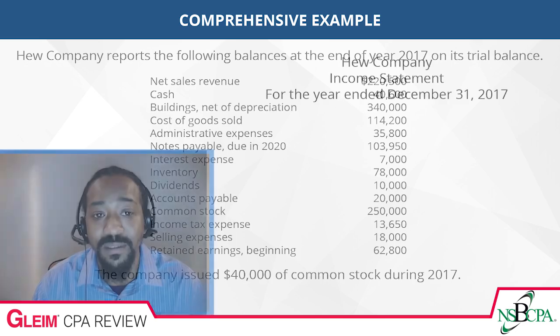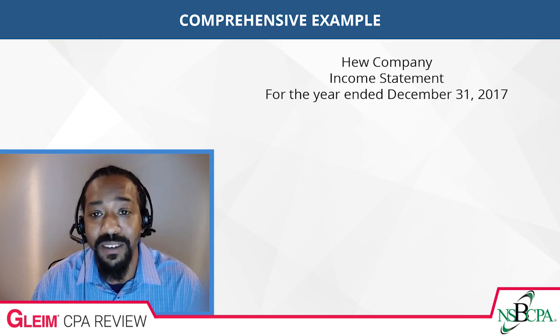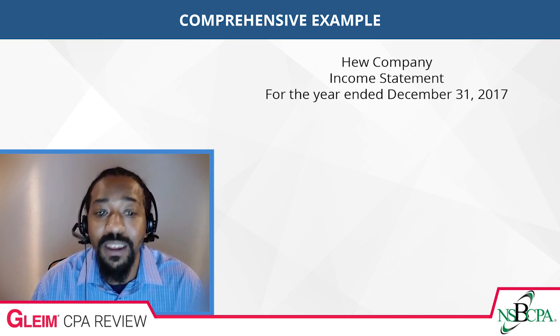Which financial statement must come first? The income statement. The heading for the income statement is the name of the company, the name of the statement, and then the third row shows that these are the results for the year ended December 31st, 2017.